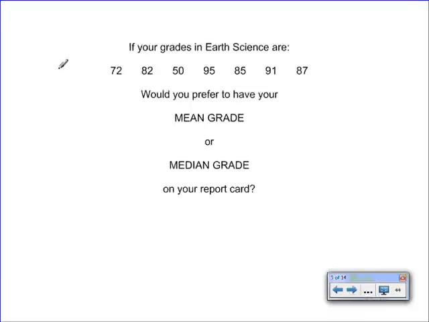Another question for you. If you've got all of these grades in earth science, would you prefer to have a mean grade or a median grade on your report card? Do you want the teacher to report on the mean, or the median? I'm going to leave that for you to think about as a last problem. You know how to calculate the mean, the total divided by, in this case, 7. And the median, you just put them in order and figure out which one's the middle. For this particular person, are they going to be more happy with their mean or the median as the one that's reported on the report card? Take some time, work through that. We'll talk about that one tomorrow in class.